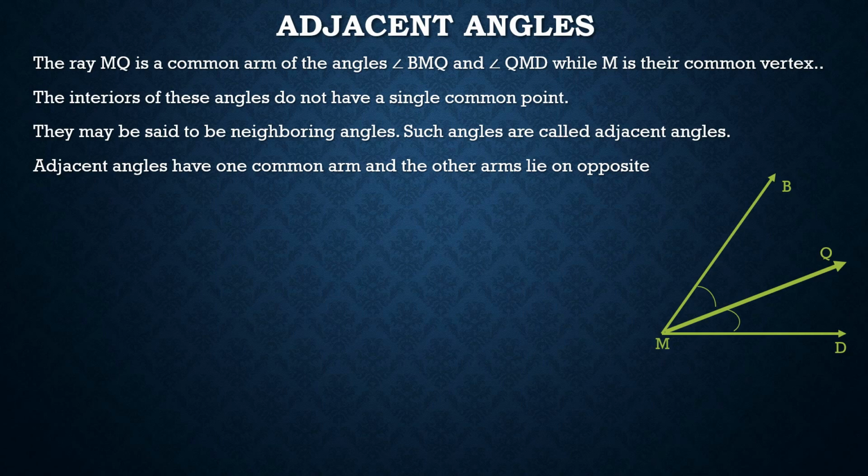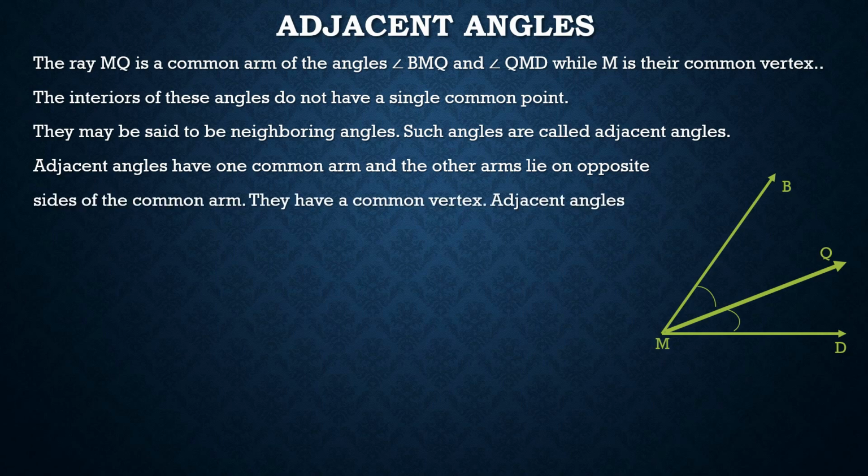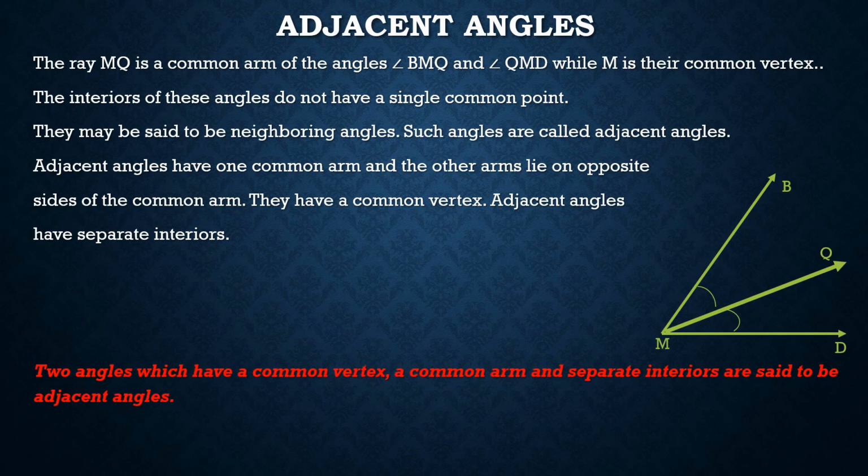Adjacent angles have one common arm and the other arms lie on the opposite side of the common arm. They have a common vertex. Adjacent angles have separate interiors. So the basic definition of adjacent angles is: two angles which have a common vertex, a common arm and separate interiors are said to be adjacent angles. So here angle BMQ and angle QMD are a pair of adjacent angles.